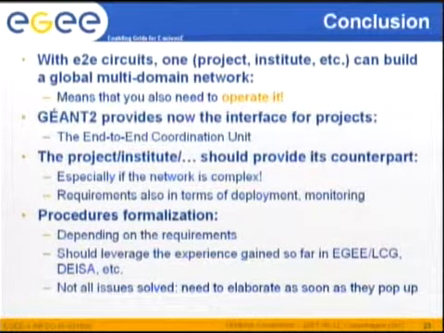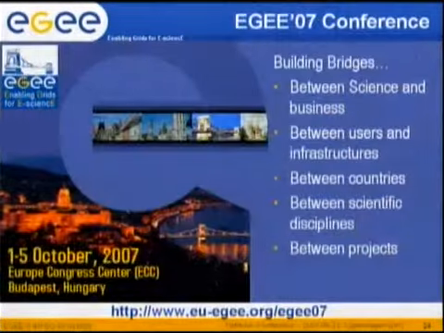And a project also needs to remember that if it tries to build its own network, it needs to have some kind of project NOC, as we do. And it needs also to formalize all the procedures that it is going to put in place to operate this network. I mean, this is not new, but this is new for projects that are building this kind of network.